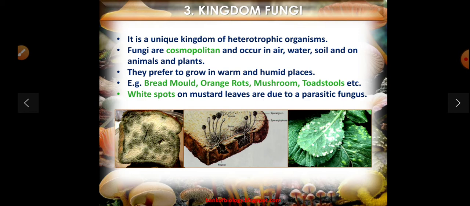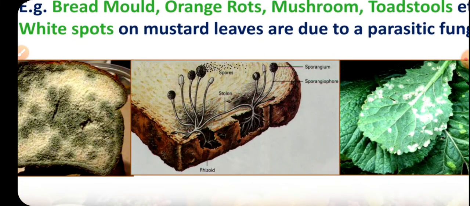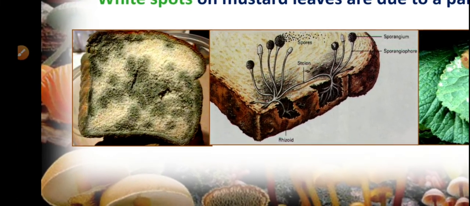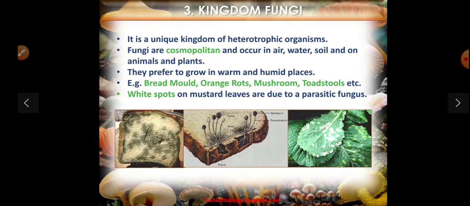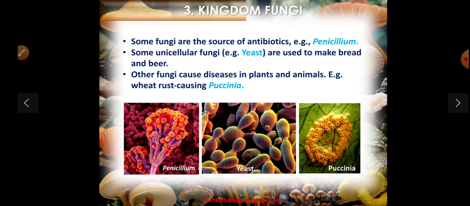White spots on mustard leaves are due to a parasitic fungus. Fungus can be parasitic. You can see this figure. Next is fungi. Some fungi are the source of antibiotics, that is penicillium.